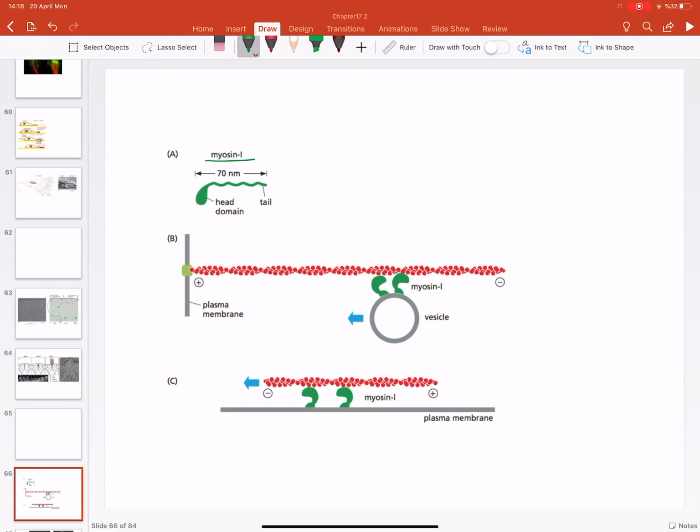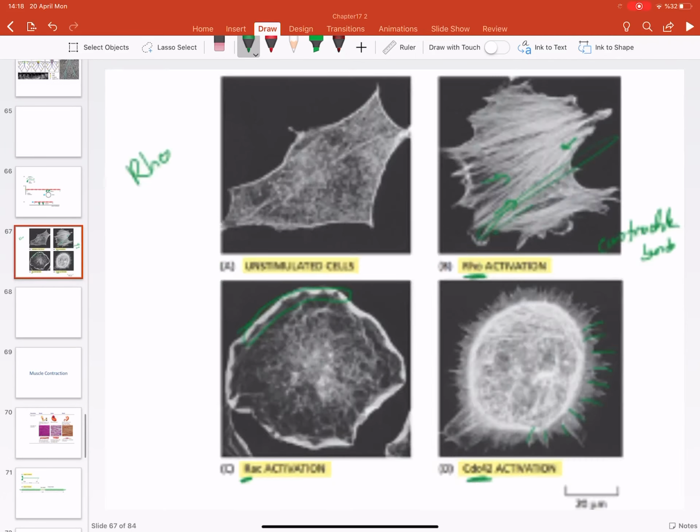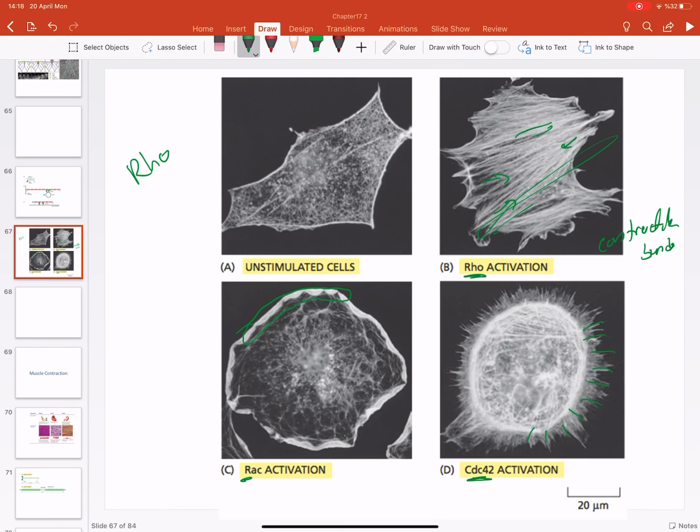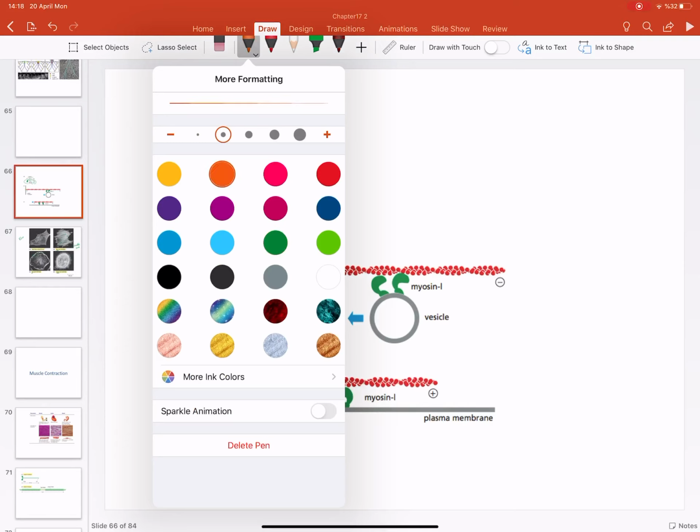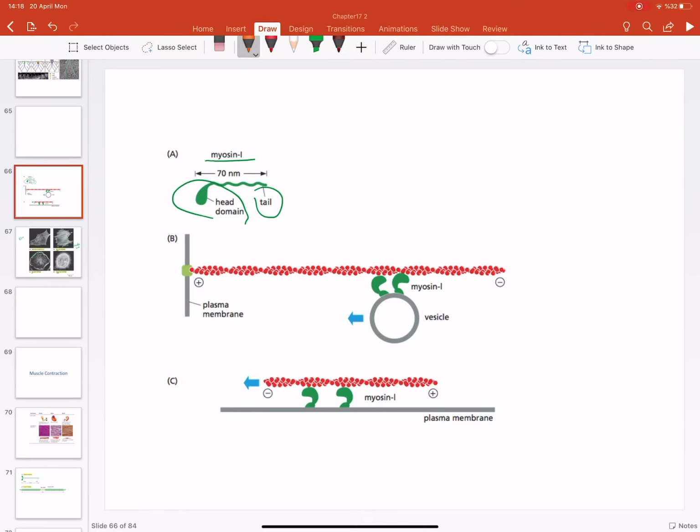Myosin 1 is used to make the contractile bundles. You see here, they are like tiny muscles, but they are not real muscles. And this protein doesn't have 2 feet like kinesin. It has one head domain and a tail domain. Okay, this head and tail have different purposes.